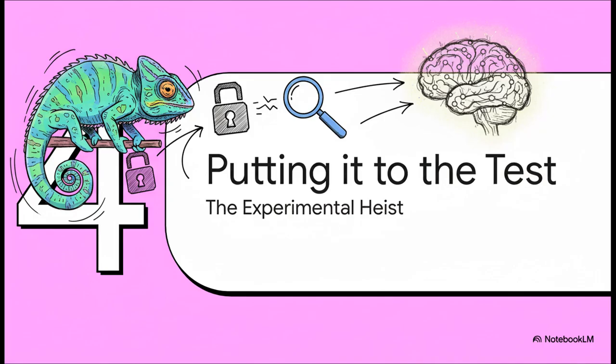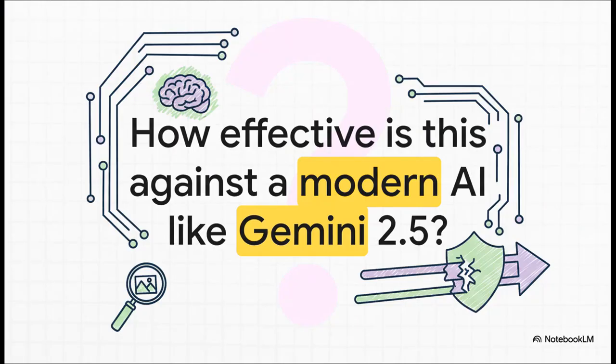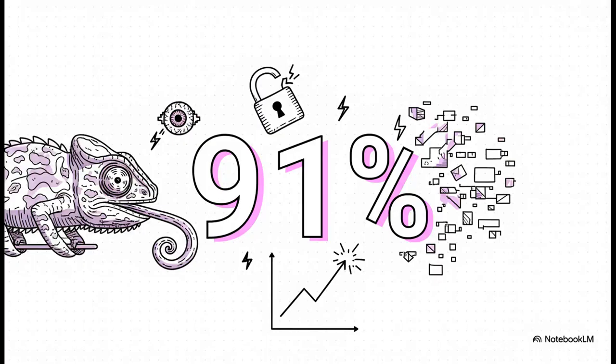Well, the researchers decided to put Chameleon up against a true heavyweight, a cutting-edge AI model. And the target was none other than Google's Gemini 1.5 Flash, a really powerful and widely used model. So the big question is, could this learning-based attack really outsmart an AI of this caliber? Oh, yes. A big, resounding yes. In their tests, Chameleon hit a peak attack success rate of 91%.